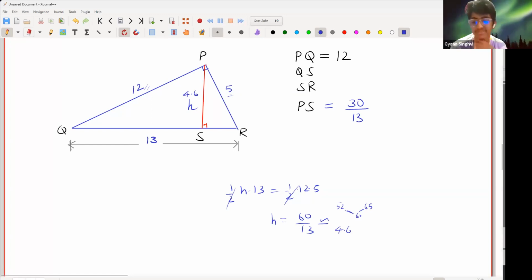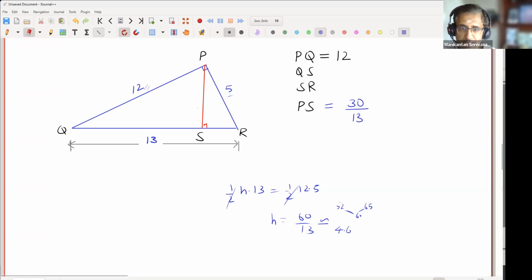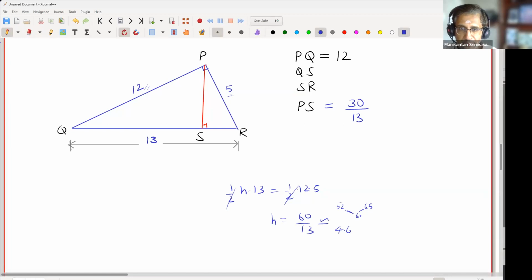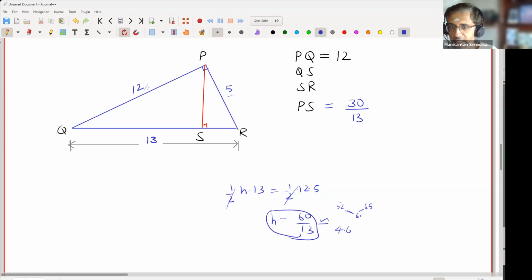Okay. Yes, sir. So in fact, I'll label this as whatever the actual value that we got was, 60 by 13. Anyone else wants to use similarity of triangles to arrive at the same 60 by 13? So we know this is 60 by 13, but Neve, without using area, using similarity of triangles, tell me how H was 60 by 13.